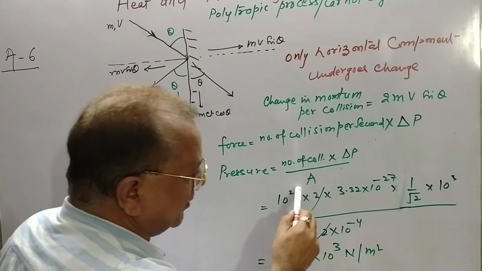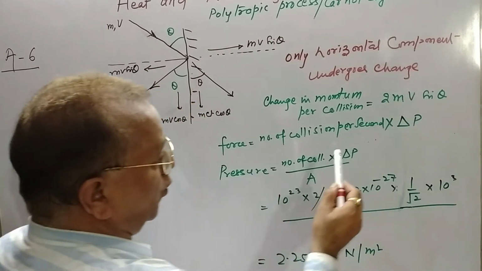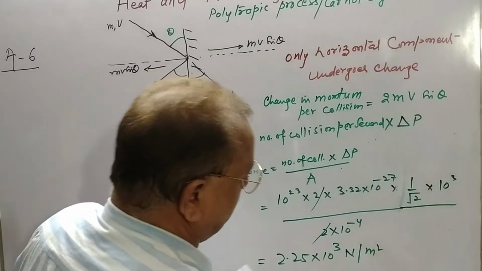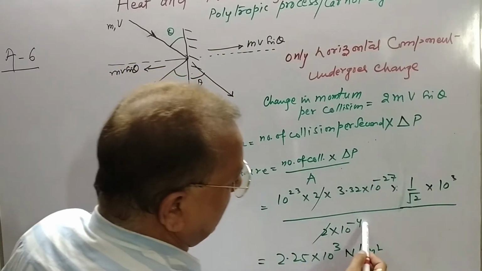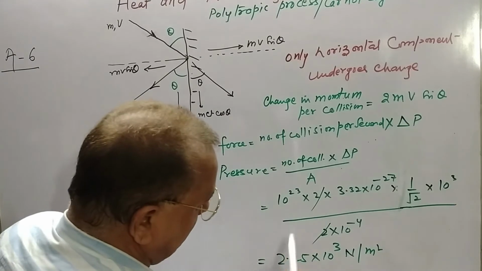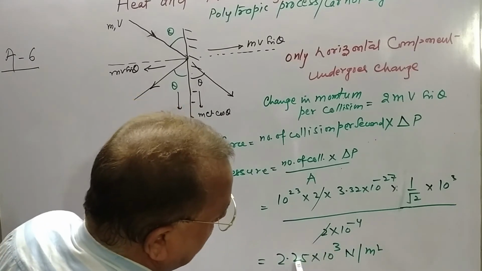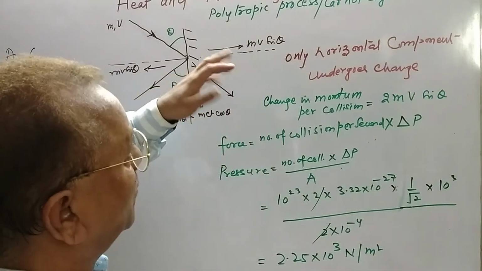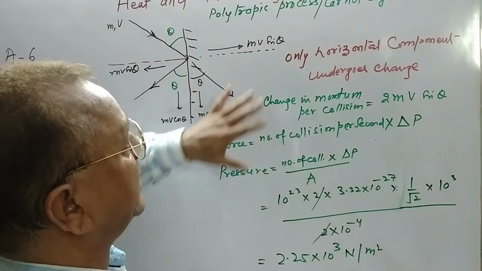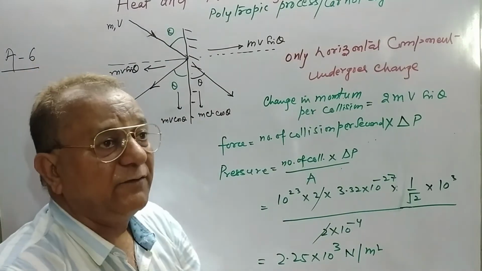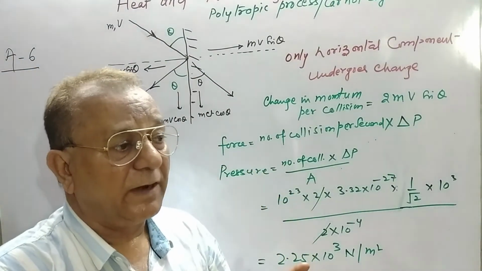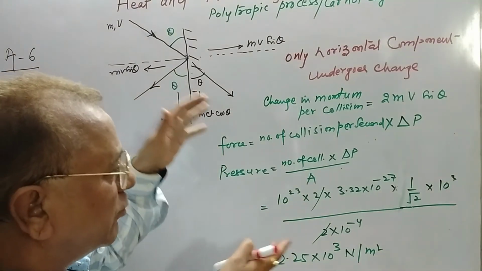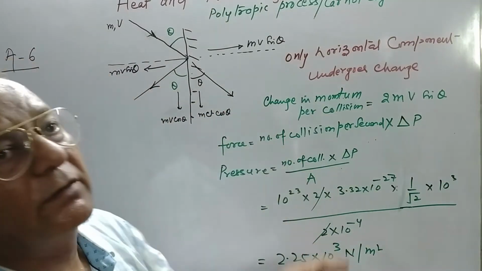Now the number of collisions is 10 to the power 23. 2 m, mass is this, V is 10 to the power 3, sin theta is 1 by root 2, and area is 2 into 10 to the power minus 4. After cancelling, you will get the answer 2.25 into 10 to the power 3 Newton per meter square. Now, the examiner wants to see that you have used this method for derivation of your formula of pressure in the kinetic theory of gases. He just wanted to check whether you know the basic concept or not.